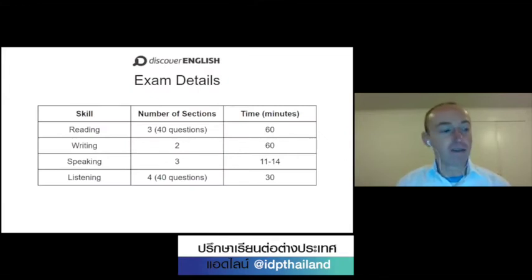These are the exam details. For reading, you've got 3 sections. It's an hour for the reading. For the writing, it's 2 sections. You've got an hour again. The speaking is 3 sections. It's about 11 to 14 minutes. Really, they want about 14 minutes, and most people will spend 14 minutes, but it goes very quickly. And then the listening, there are 4 sections, 40 questions, and it's 30 minutes, just half an hour for that listening.